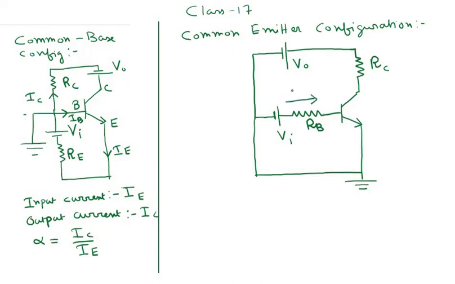Okay, a current IB is flowing into the base. So here the voltage source Vi is providing the base current. So the input current is the base current. The voltage source V0, on the other hand, is providing the collector current. So here the output current is the collector current.